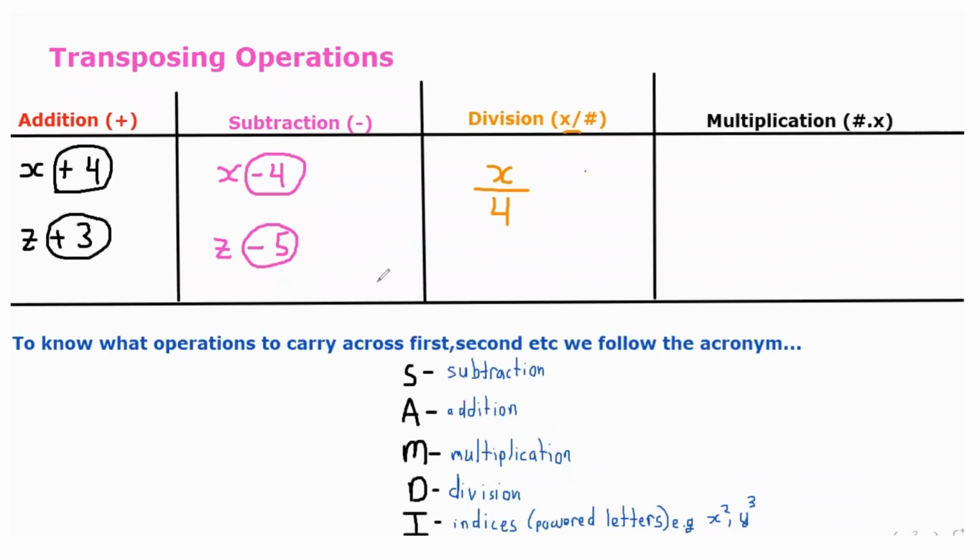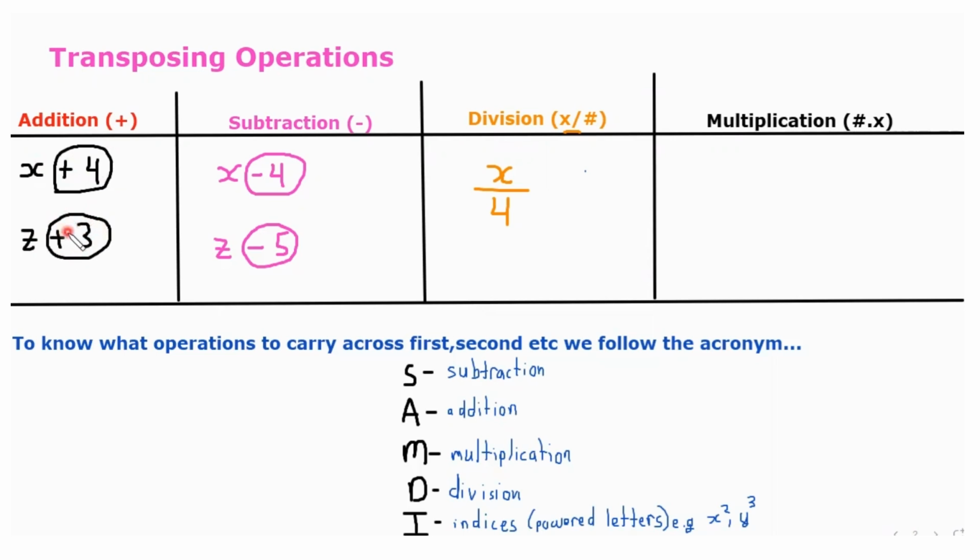Let's continue. There are 4 operations in maths that we need to know about. The first one is addition. How will addition look when we are transposing for a letter? x plus 4, like we're literally saying it, plus, so addition. So plus 4 here is the addition. This is how it will look. Get accustomed to it. And same thing with a different letter: z plus 3.